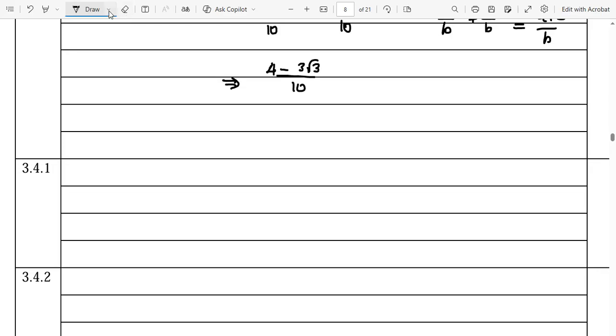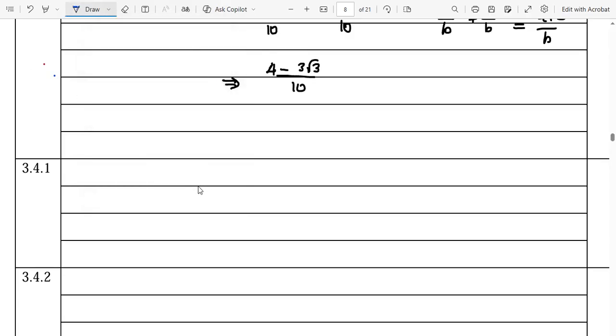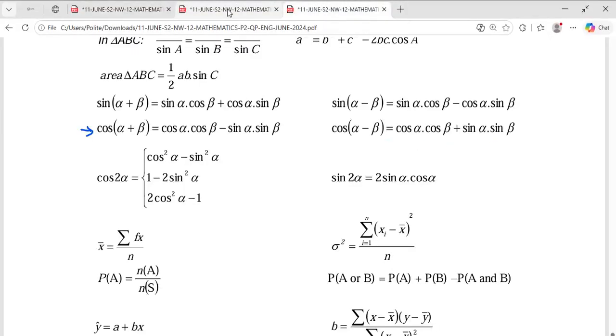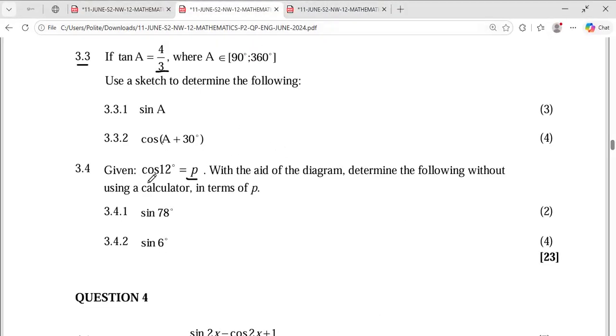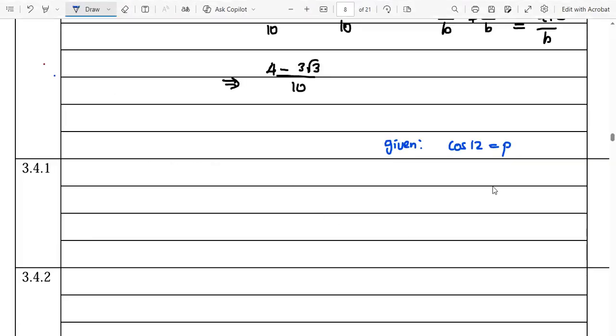So let me show you how to use the aid of the diagram. Whatever you are given as a variable, first thing first, I need you to draw the diagram. And this is how you draw the diagram. You are given the cos 12 to be equal to P. So I'm going to let that P be over 1. So this will be P over 1.